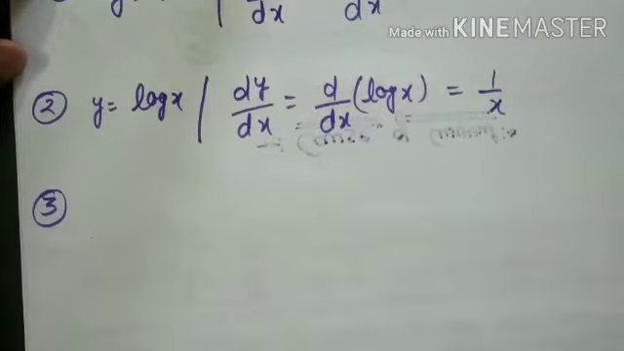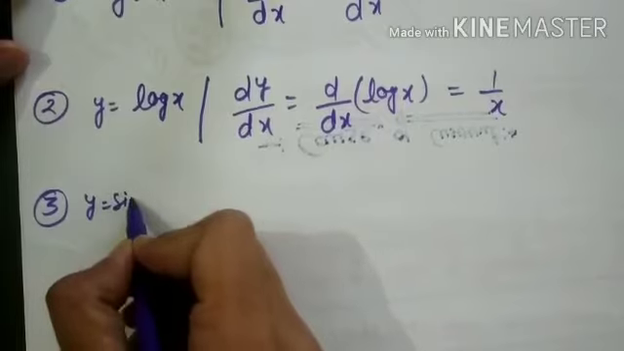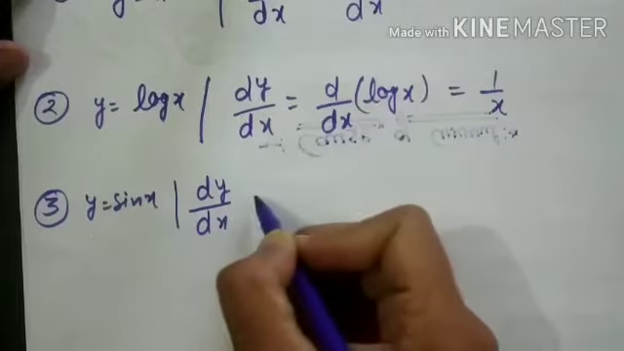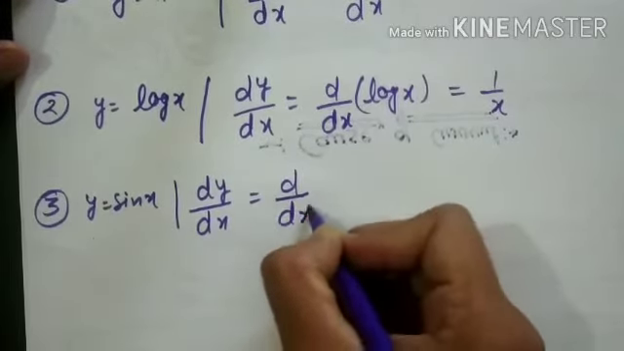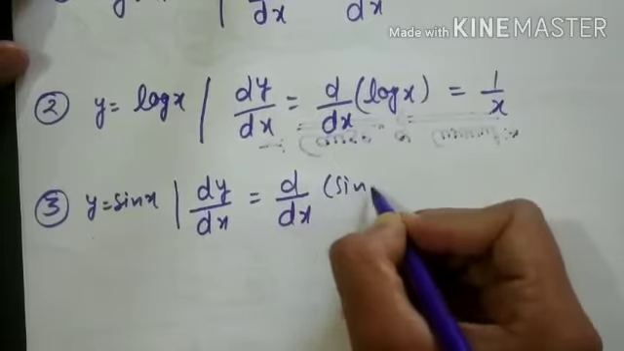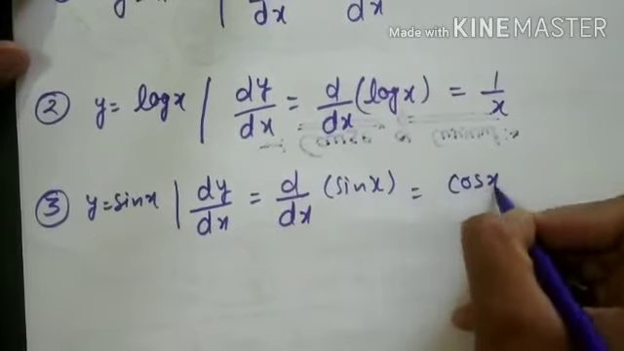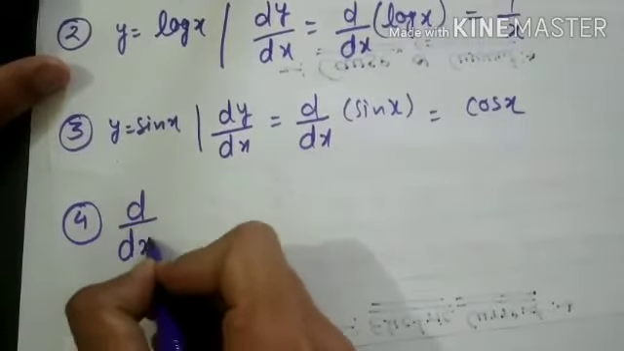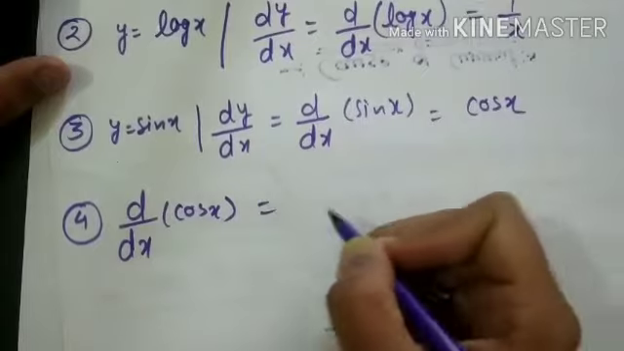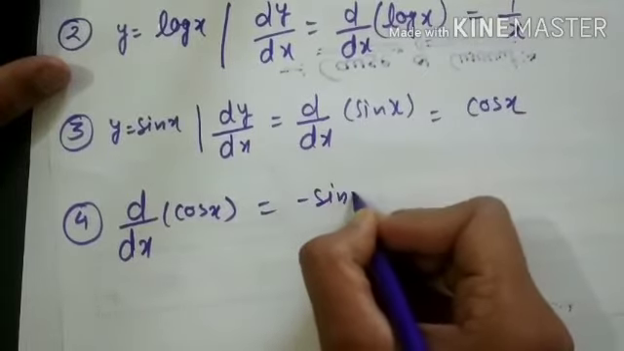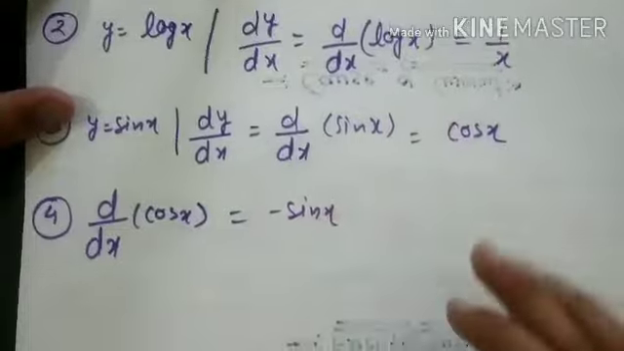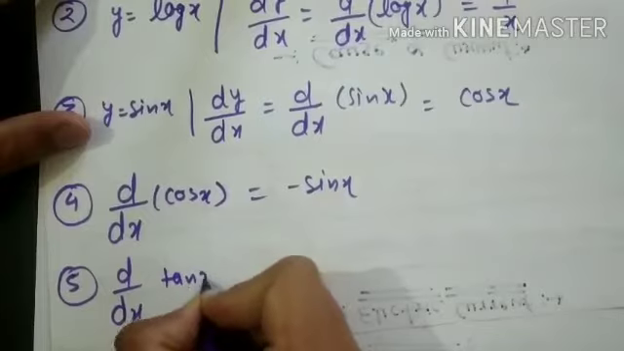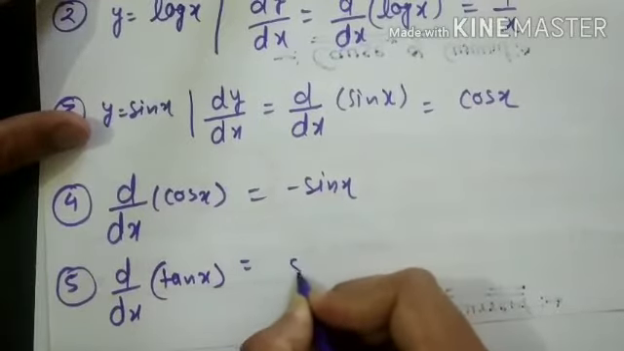Third is, if y is equal to sin x, then dy by dx, that is d by dx of sin x, will be cos x. Similarly, d by dx of cos x is minus sin x. You have to learn all these formulas. And d by dx of tan x is sec square x.